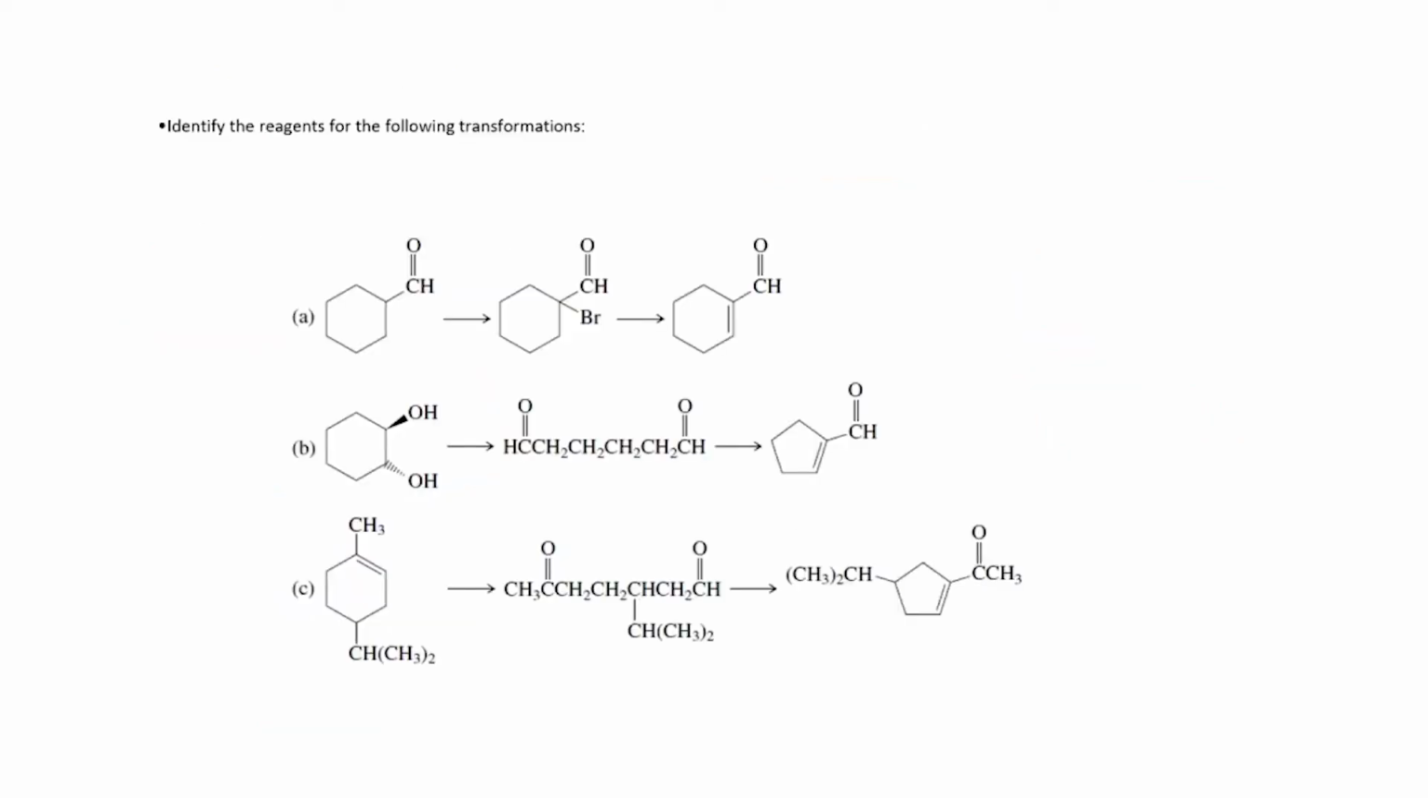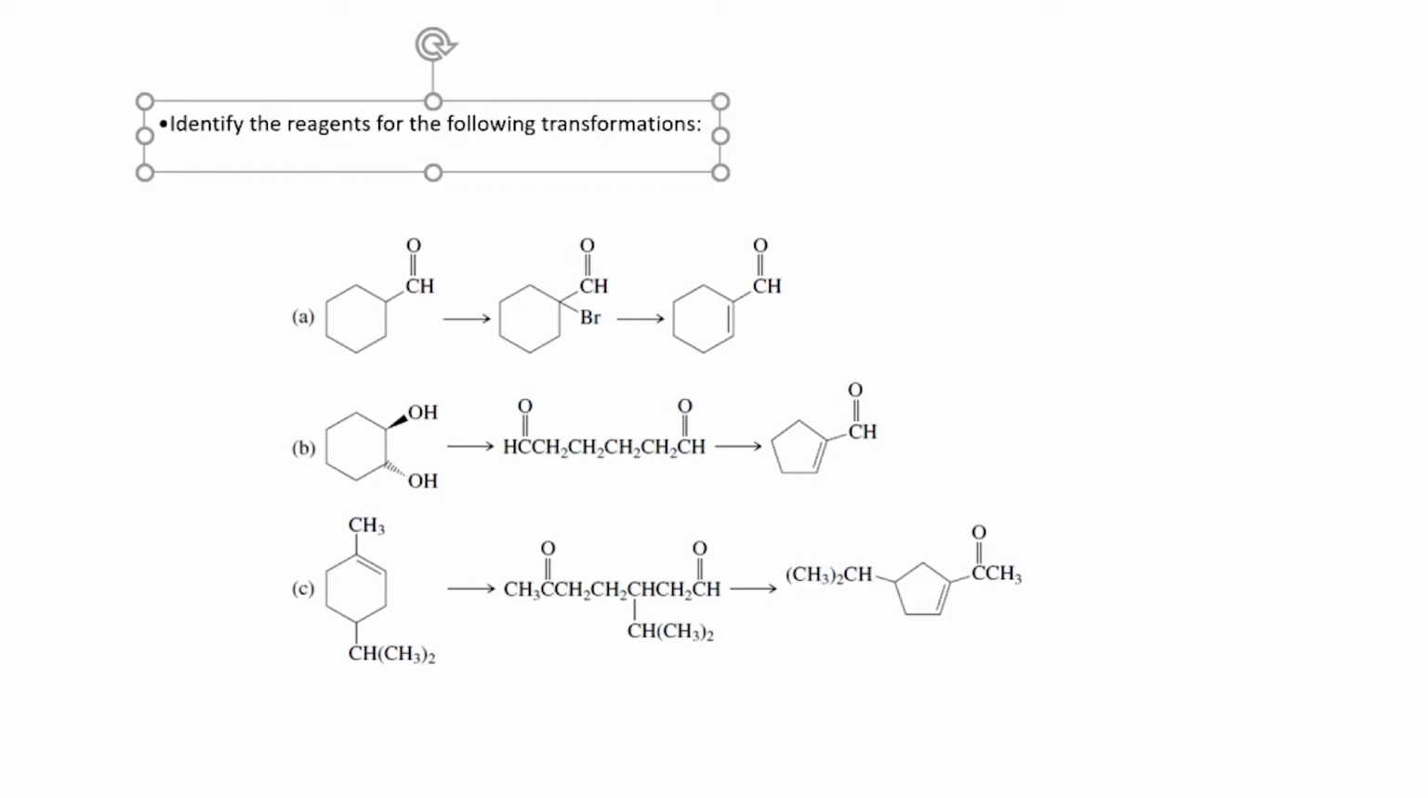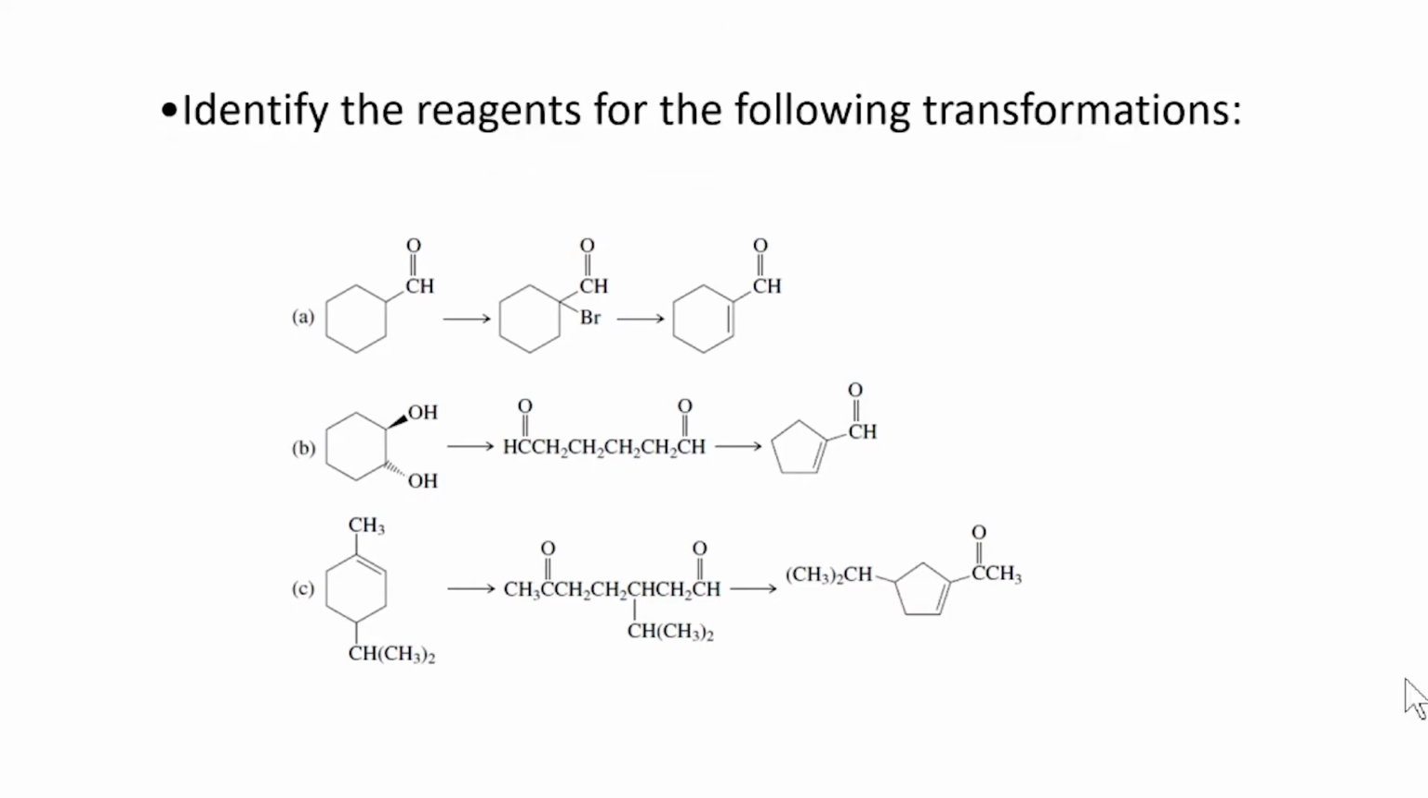Now let's move on to the next question, which is to identify the reagents for the following transformations. So the first question here is, if you take the ketone, you see here there is an alpha bromo ketone that is produced, which subsequently seems to lose HBr to give you the aldehyde. We'll look at the other two shortly.